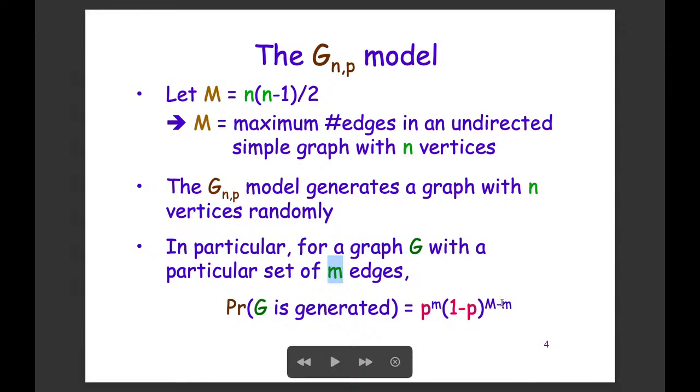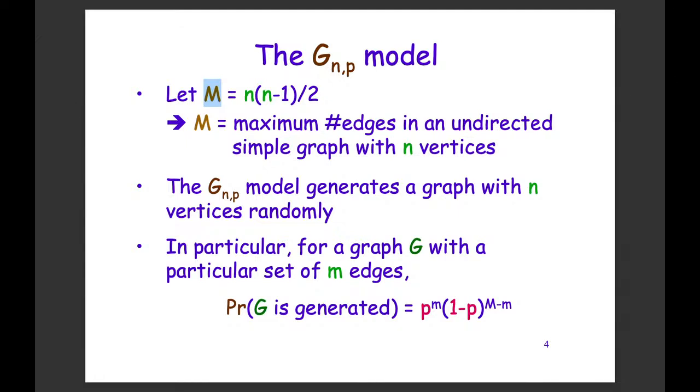Is that okay? So Gnp will have a sample space of how many graphs? In this Gnp model, big M is the maximum number of edges, or the number of edges in the complete graph with n vertices. So the total number of graphs that Gnp can generate will be 2 to the power big M. Yes, because for each edge, it is either there or not. But not every graph will be generated with the same probability. Some will be more, some will be less.